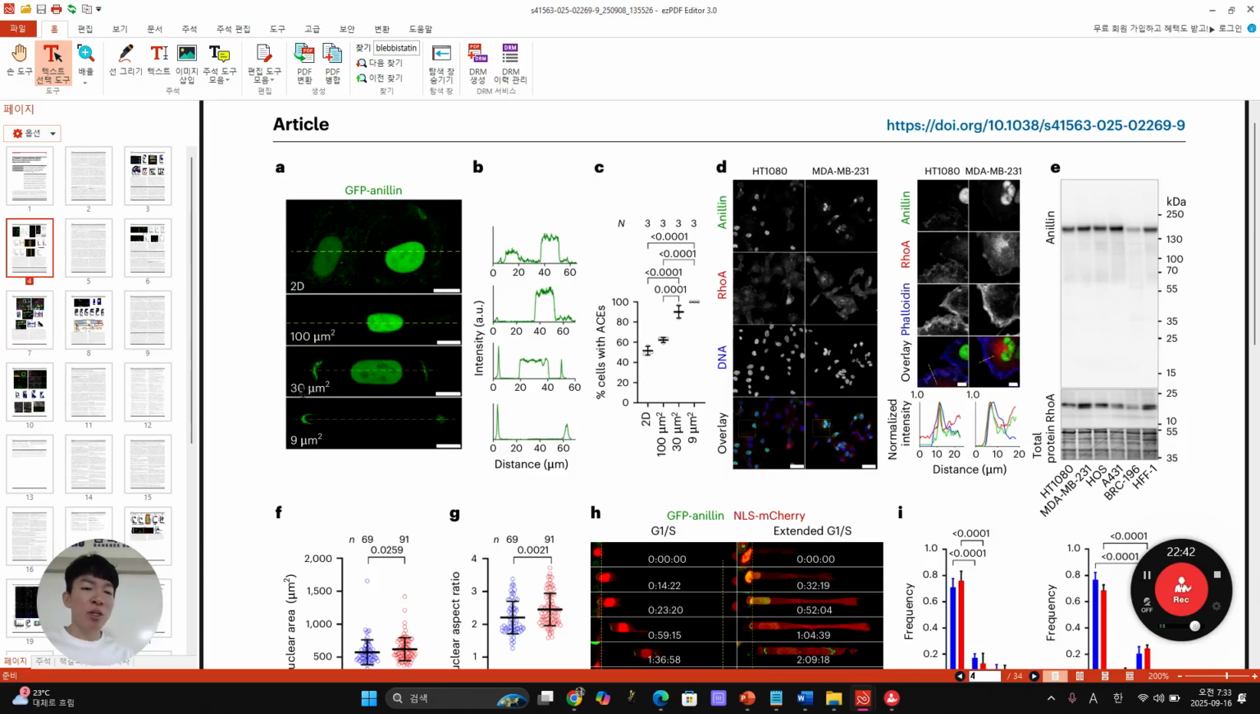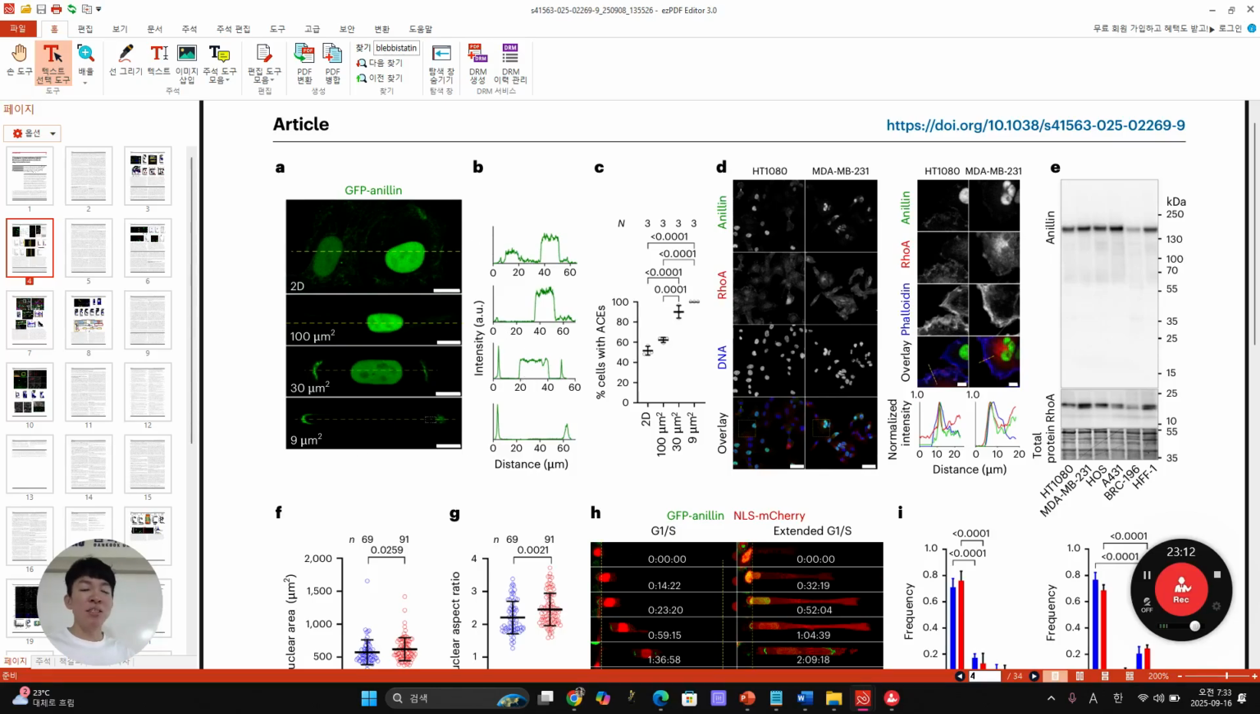But from 30 micrometer square, what happened? Anillin is located in front, back, and front. Definitely we can say this is near the cell membrane, the edge, right? In the 9 micrometer square, there's no anillin in the nucleus, and you can detect it in back and front, right? This is very obvious data. And then the hypothesis is proven by this experiment.